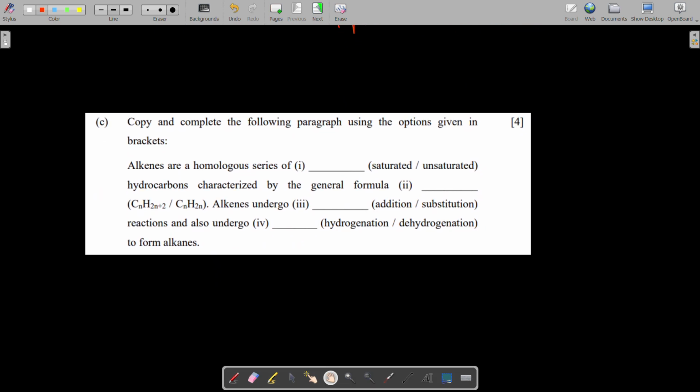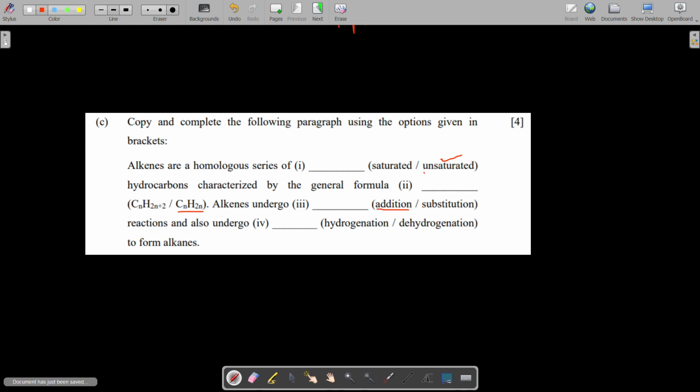One more is given in your 2020 question paper. Copy and complete. This is very simple. Alkenes are a homologous series of unsaturated hydrocarbons, along with alkynes. Their general formula is CnH2n. This is for alkene. Alkenes undergo addition reaction.